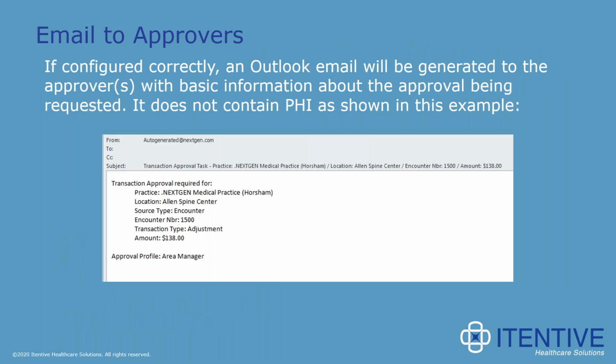So here is an example of the email that will get created if you have an approval that you need to do. It'll be sent to you based on what we looked at. It's an Outlook email. It does not contain any PHI. It gives you enough information to go into NextGen and figure out what's going on, and it tells you what kind of approval is being requested, but it doesn't have any PHI or anything like that on it that you'd have to worry about.